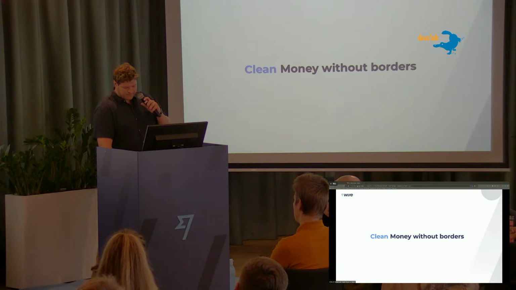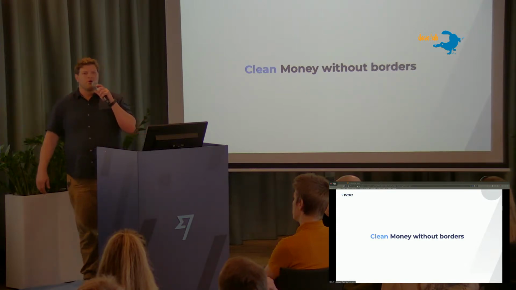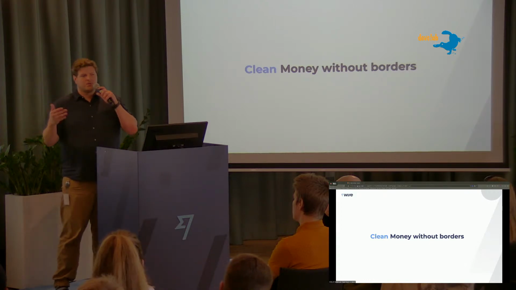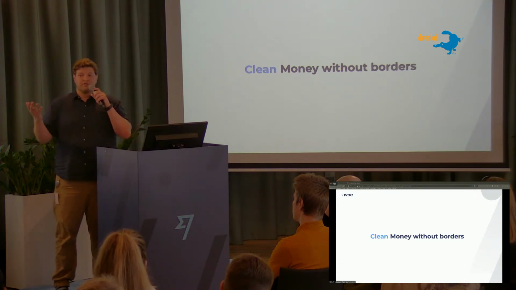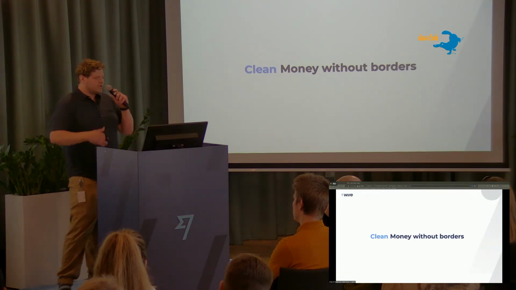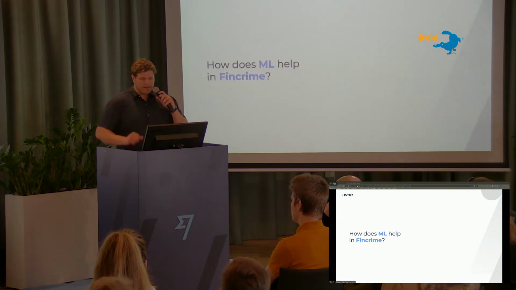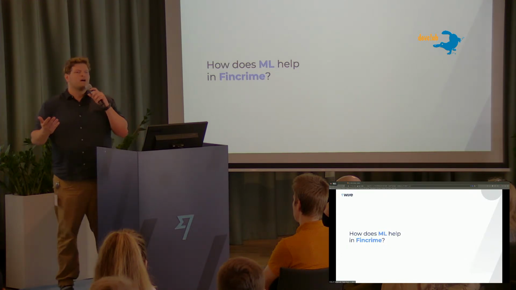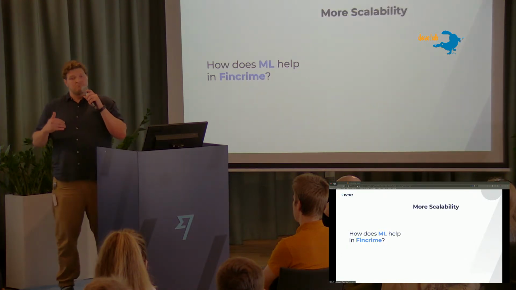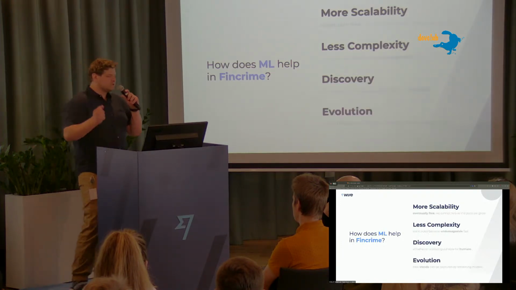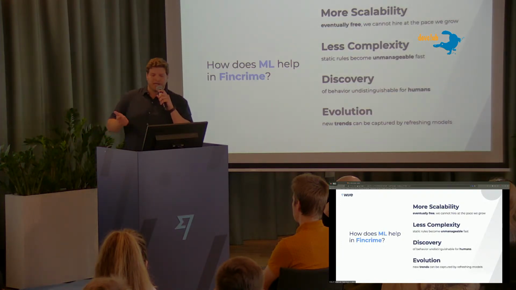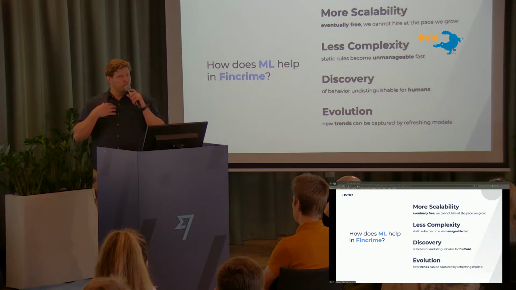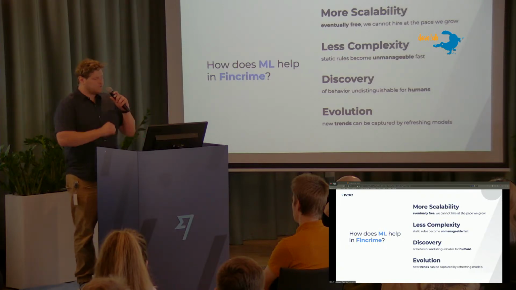Now, you may say that, hey, the solution to all your problems since you're scaling is just to hire more people. Well, that is one possible solution, but then we would never get to eventually free. That's our objective. So in order to be eventually free, we have to find another way. And luckily, we have seen in FinCrime and other squads too that machine learning can help us achieve some of the benefits and maybe even scale more without raising the costs. It means more scalability, less complexity when managing static rules, discovery of different behaviors that humans cannot see, and evolution of new trends in our data.